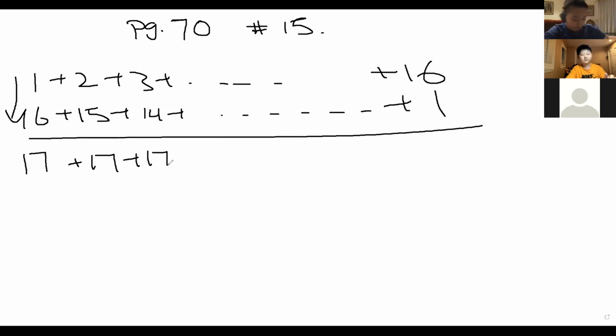Give me a minute. So we have the sum of each matching pair. We multiply it by how many of those matching pairs there are, and we divide it by 2 since we're adding the numbers twice. I have the answer. What is it? 130. 136. 136. Yep.